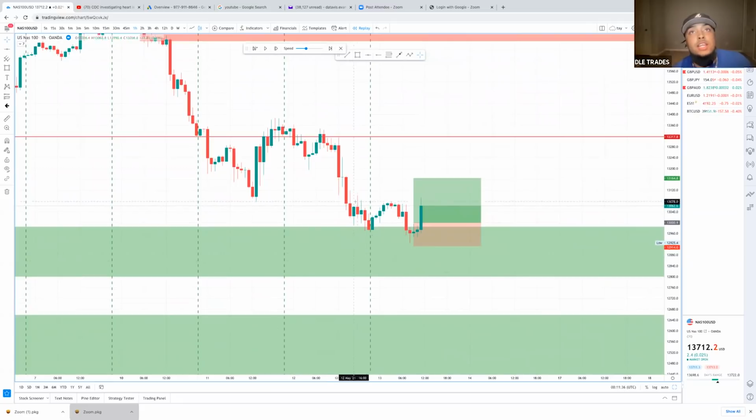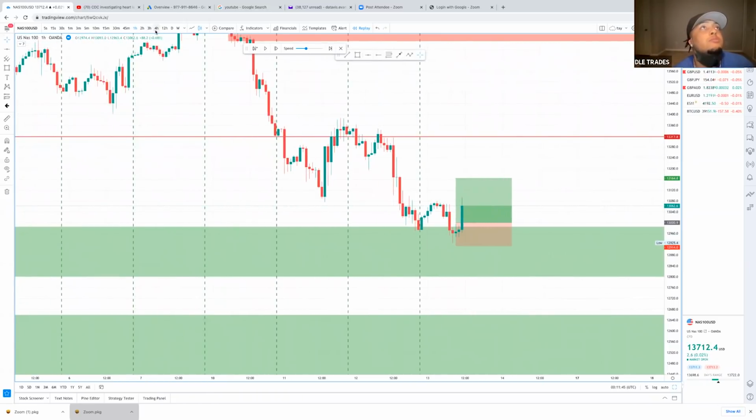So I'm in this trade. As you can see, I would enter here. Now we just see if we can hit our take profit. Let's see. I'm going to jump back to my 4-hour chart.